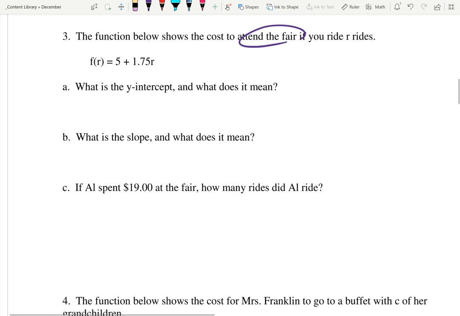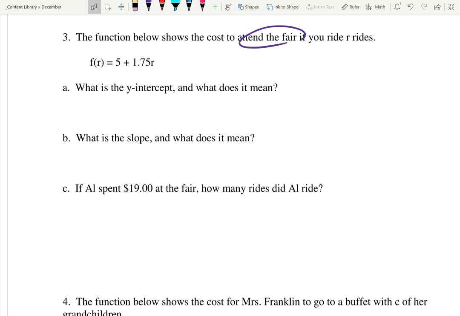And then if Al spent $19 at the fair, how many rides did Al ride? So I'll just set up the equation for you. You'd have $19 equal to 5 plus 1.75 r. And of course, when you solve this equation, you should end up with r equal to 8. All right.